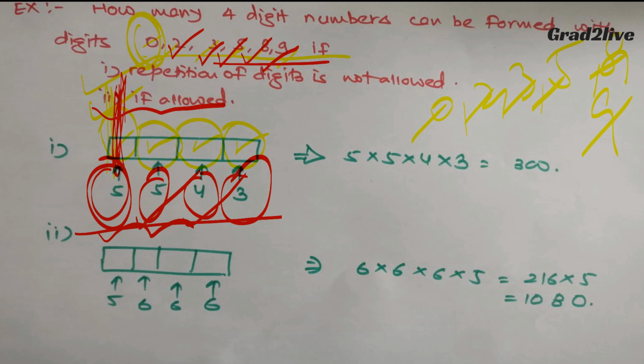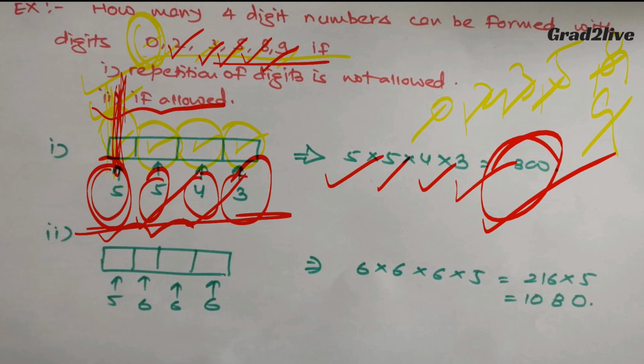Now these are all the 4 jobs that are done to achieve the destination of making a 4-digit number. So in how many ways can a 4-digit number be formed? That is 5 into 5 into 4 into 3, that becomes 300. Right? Now let us see the other part of this question.